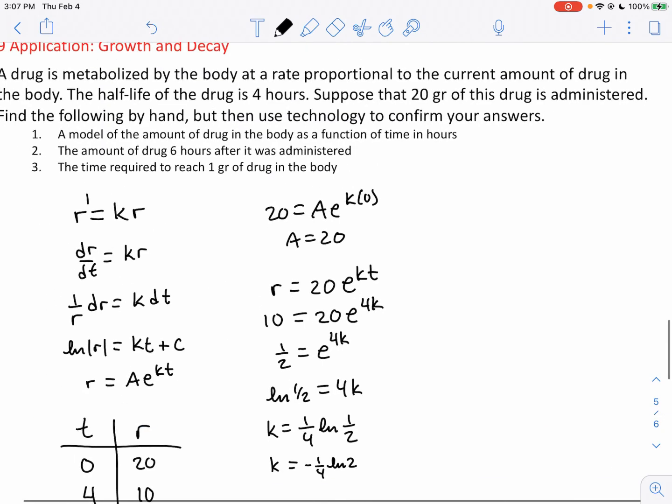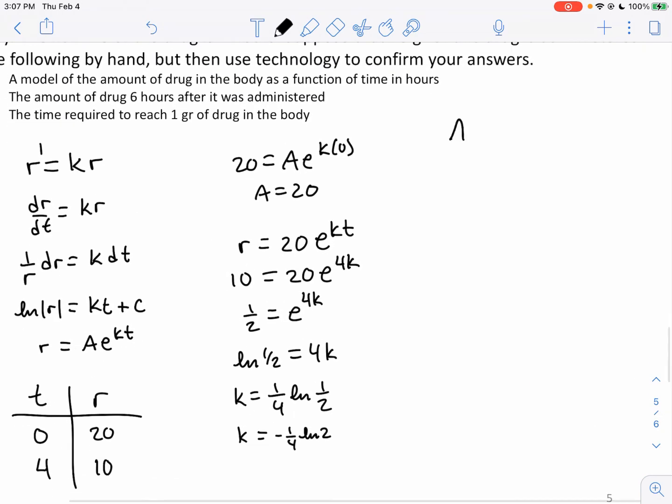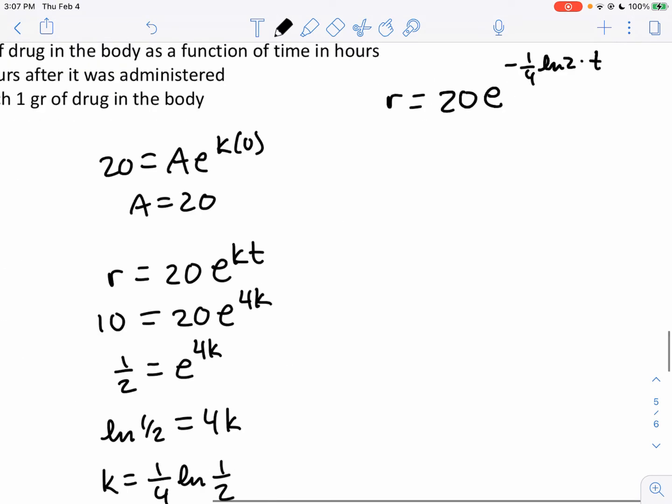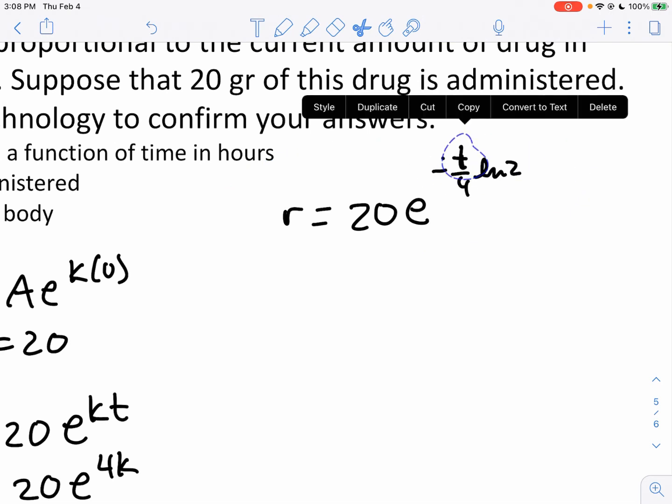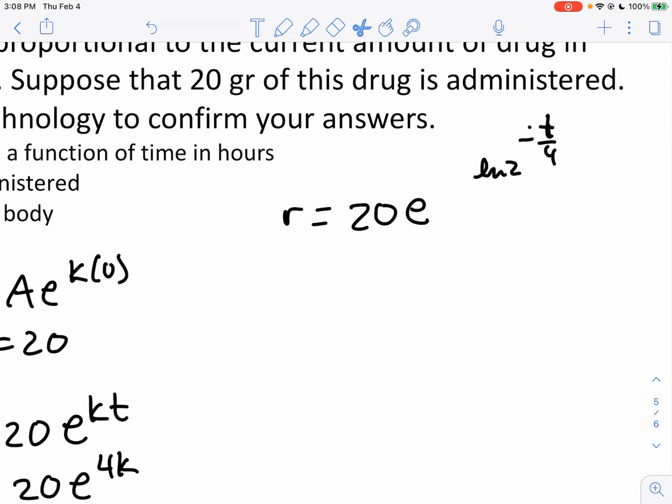Which means our actual model, not A, it's R. R is equal to A, which was 20, e to the kt. K is negative 1/4 natural log of 2 times t. Now I'm going to do a similar manipulation of this. I could stop here, and technically this is my explicit particular solution to the differential equation, but I'm going to group the t with the negative t fourths, and then move all of that up as a power on the 2, and then cancel the e in natural log.